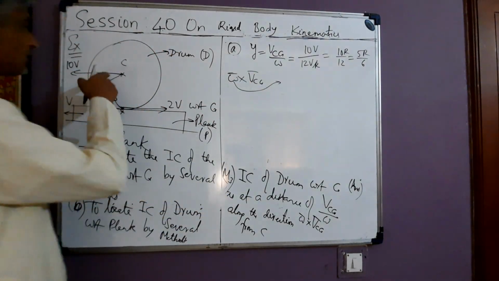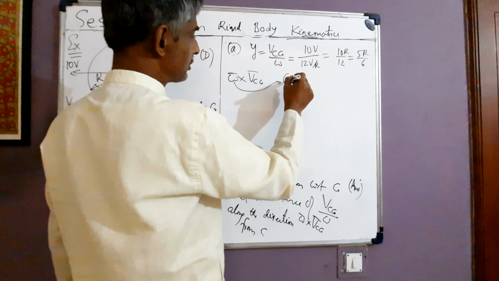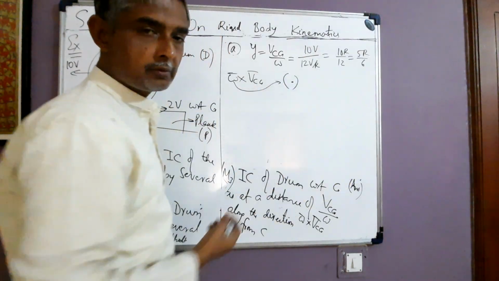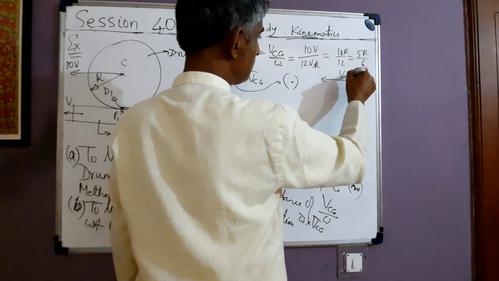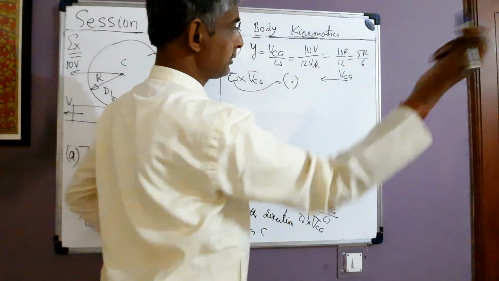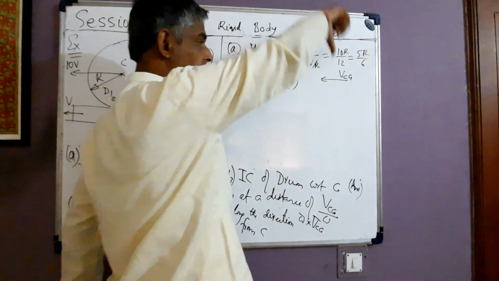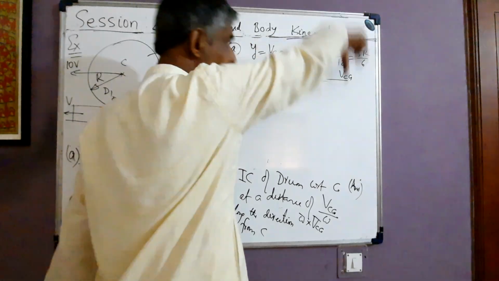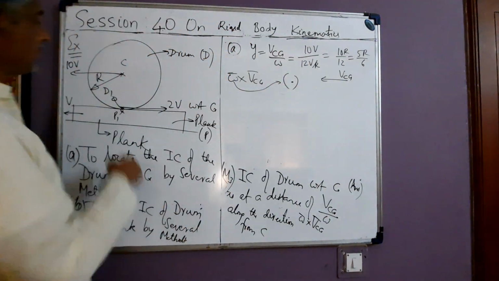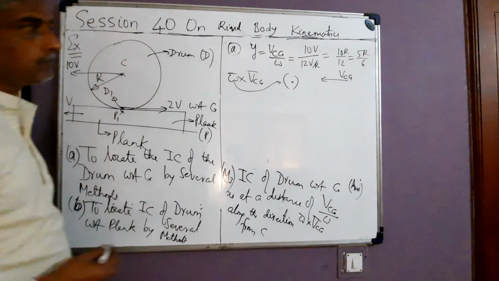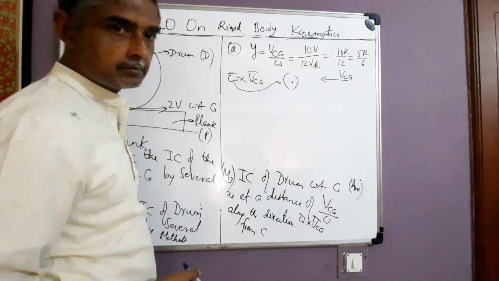The sense of omega is anti-clockwise, so the direction of omega is dot, normally outward of the plane of the board. And VCG is leftward. Omega is normally outward, so omega cross VCG by the right hand rule of cross product is in the downward direction. So IC is at a distance of 5R by 6 vertically downward from C. So the same answer we have obtained again.